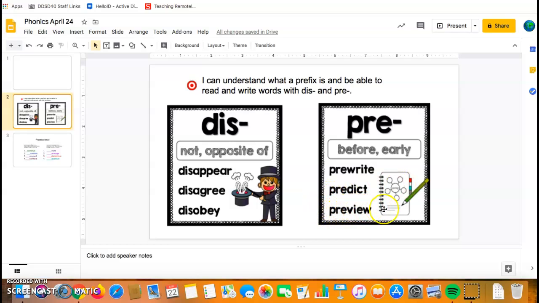Preview, view is the base word. And so preview means to view something before it happens or early. So like when you are at the movie theater and you see previews of movies that are coming out in the future.